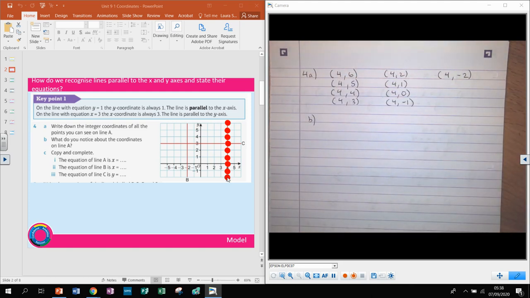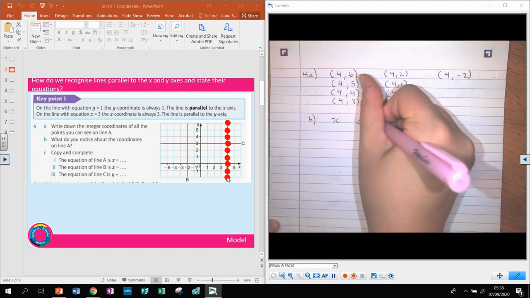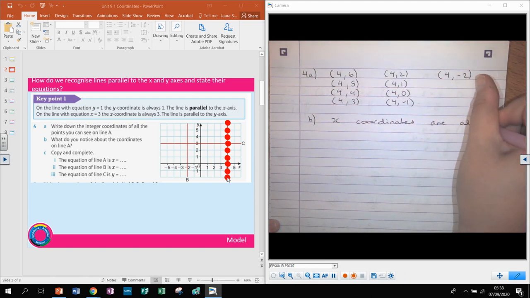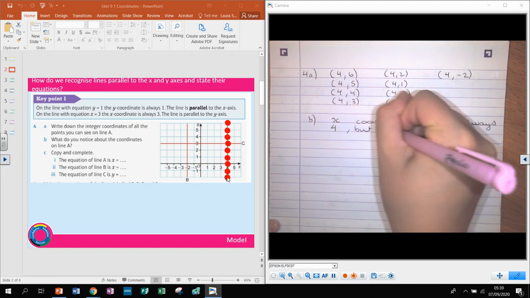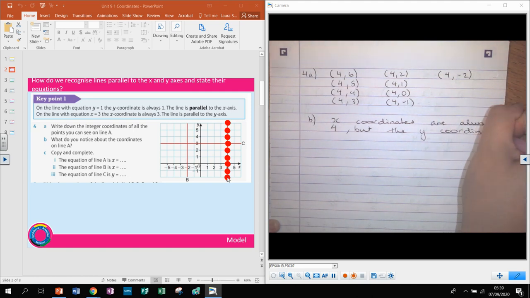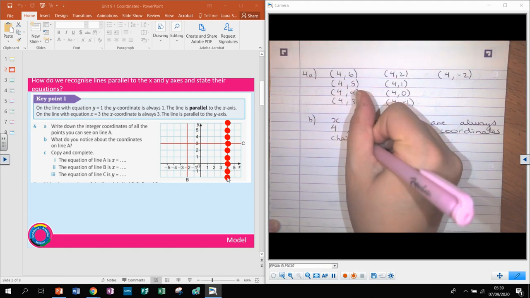Part B says, what do you notice about the coordinates on line A? Okay, well, we notice that the y values change, the y coordinates, but the x coordinates stay the same. So we can write x coordinates are always 4, but the y coordinates change.